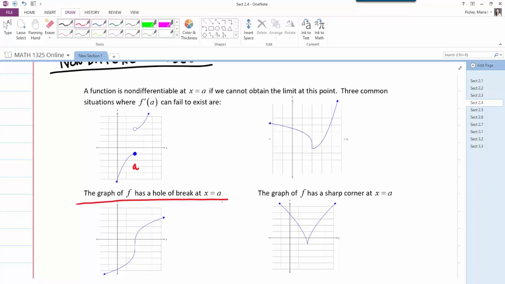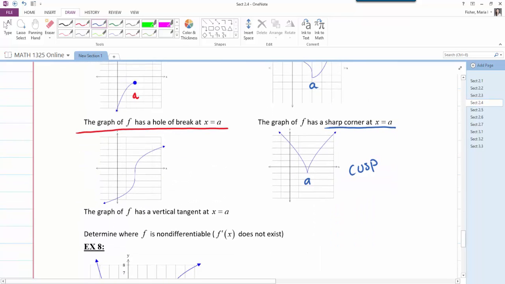The second one would be where we have a sharp corner at a. So let's call this a for both top and bottom. Notice there's a sharp corner or a cusp. This is also known as a cusp. Anywhere you have sharp corners or cusps, you fail to be differentiable because the limit doesn't exist.